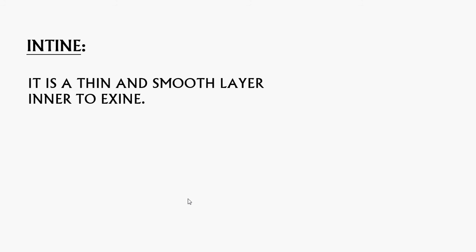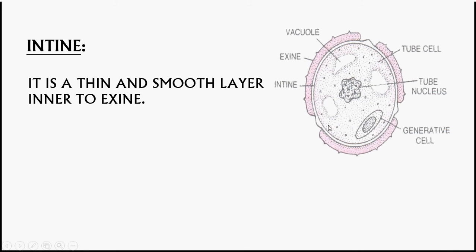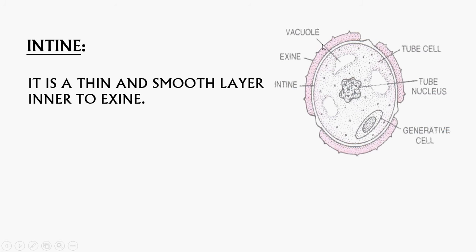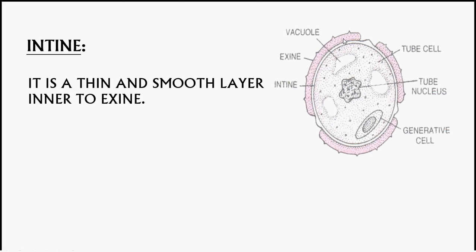Intine. It is a thin and smooth layer inner to the exine. Look at this. So this is the exine outer surface. Once recollect the previous points also. Just before this we discussed that the exine forms thin or maybe absent at some areas. Those areas are called germ pore or germinal furrow based on the structure. If it is a rounded pore, it is a germ pore. If it is an elongated pore, germinal furrow.